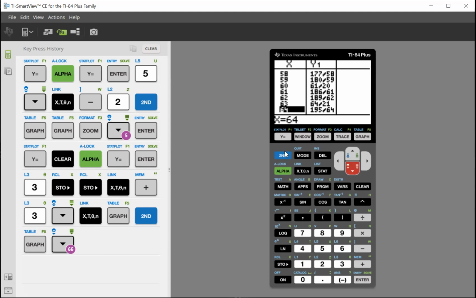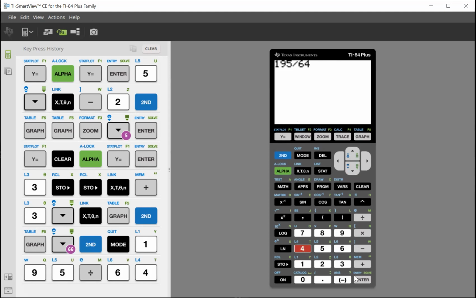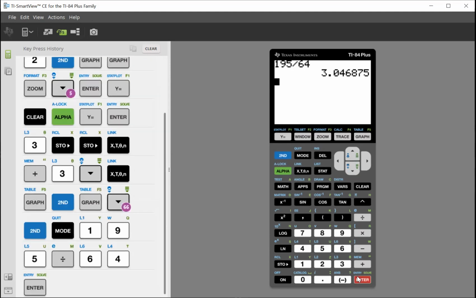195 divided by 64. Watch this. Let's divide that. 195 divided by 64. Look, 3.04. The further I go out, the closer it's going to get. 3.00, 3.000. It's going to keep trying to get close to 3. It just never can get there.